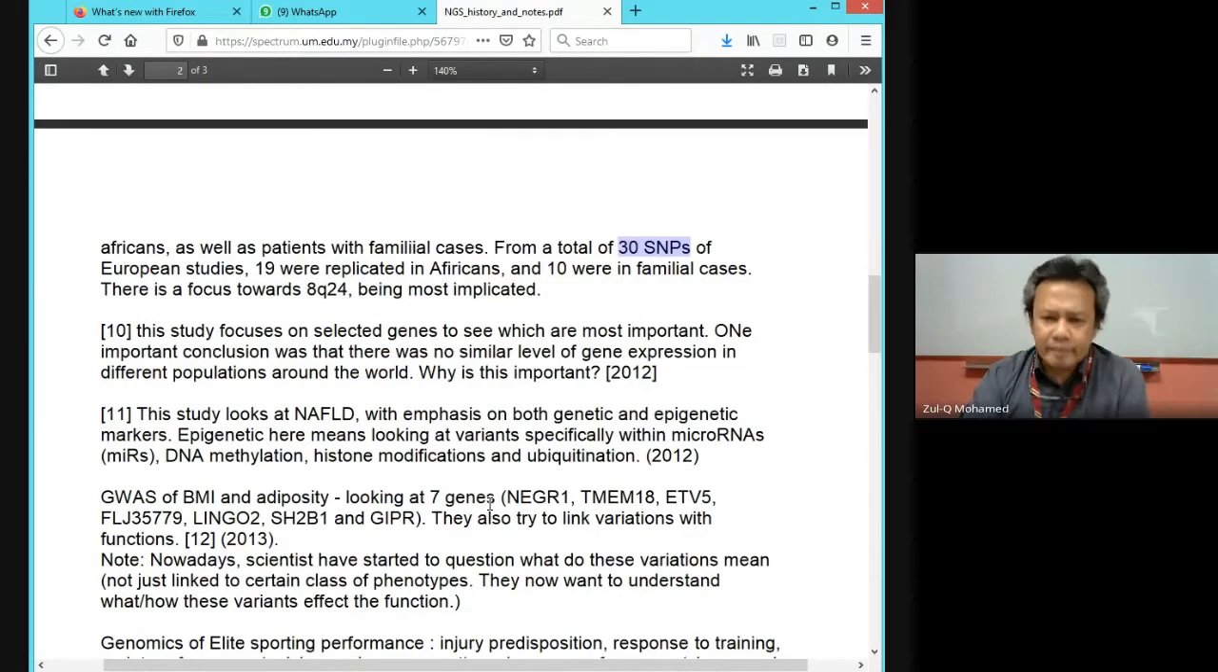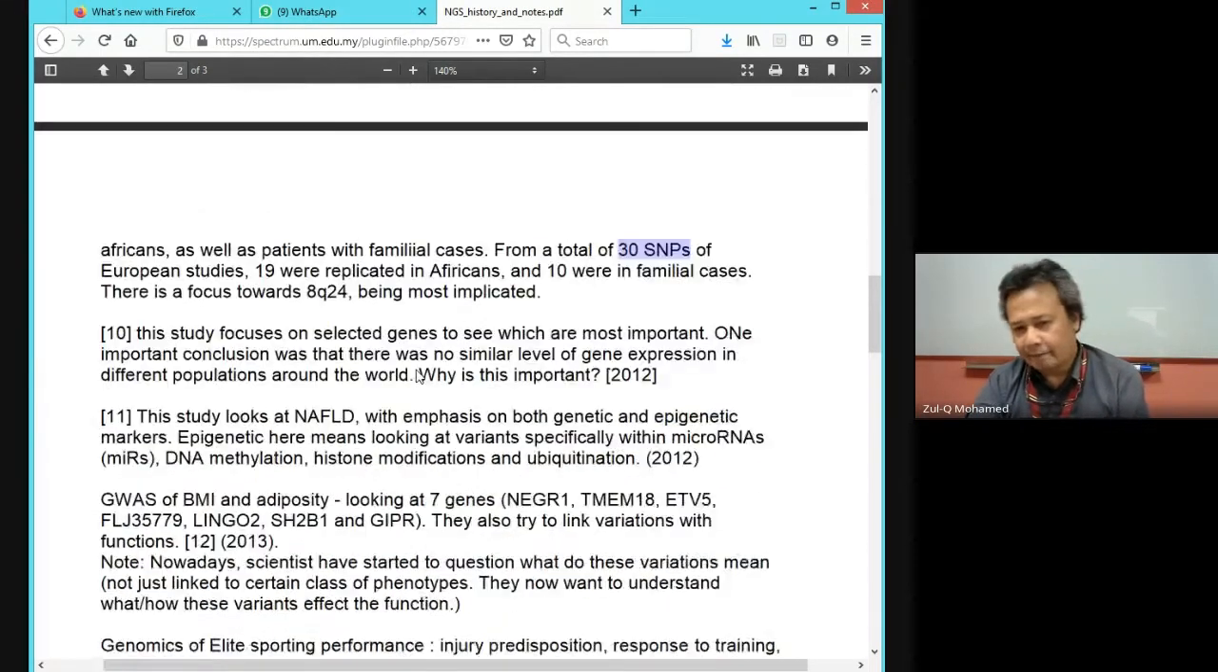And there is a focus towards 8q24. From all these different studies, a lot of studies are pinpointing that particular area as being most implicated, probably stating that this is one of the more common causes of, what's the disorder? Never mind, I'll look at it later. This is paper number 9.